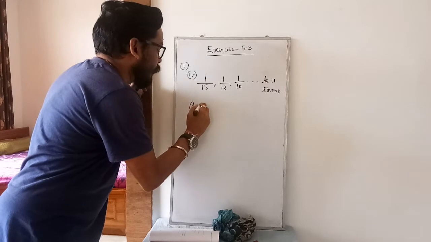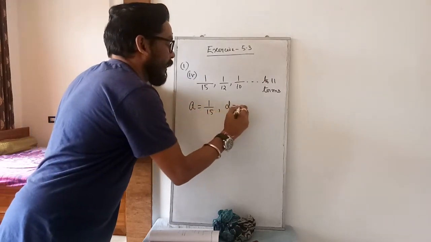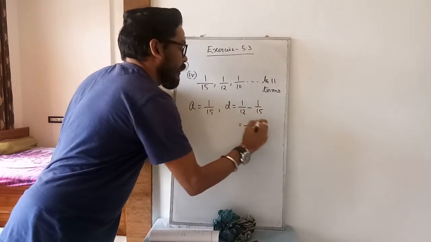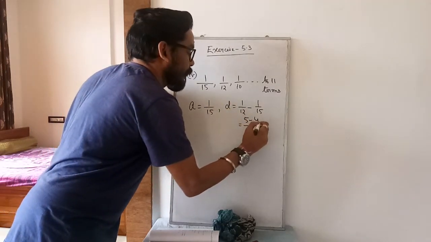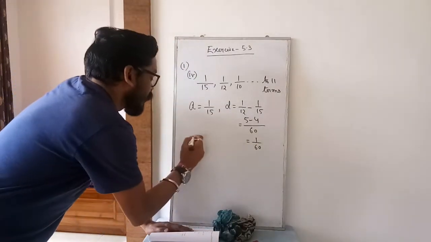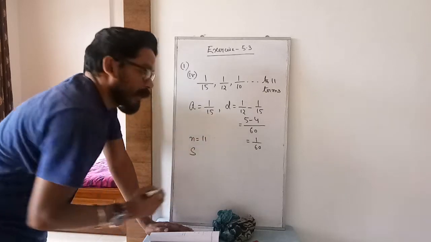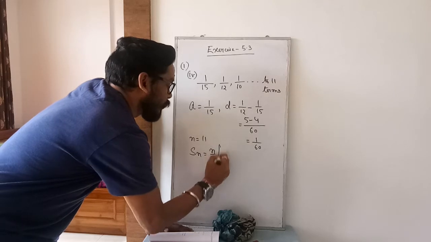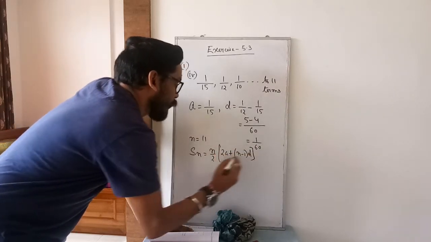So A equals 1 by 15. If I speak of D, second minus first, for 12 and 15 you can take the LCM as 60. 12 times 5 is 60 and 15 times 4 is 60, so it is 1 by 60. N is 11, you have to find the sum up to 11 terms. So let me write the general formula, n by 2 into (2A plus (n minus 1) into D).